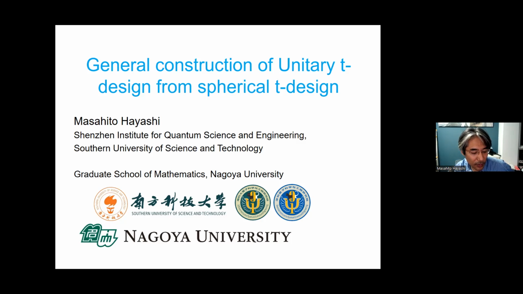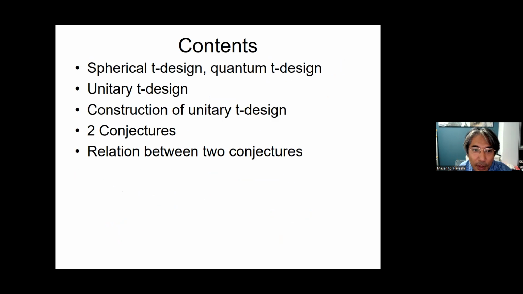So today I want to explain that problem, but I think this is extremely difficult and slightly different from the main interest of this community. This is much more oriented to combinatorics. So firstly, I will explain the spherical T design and quantum T design. Then later, I will explain unitary T design. And we discuss construction of unitary T design, and we explain the two conjectures. And I explain the relation between the two conjectures.